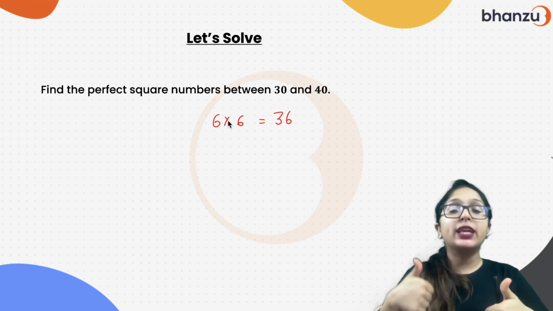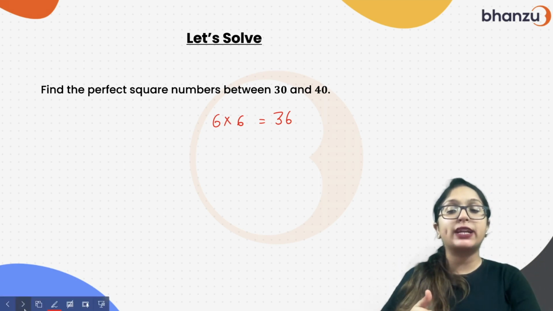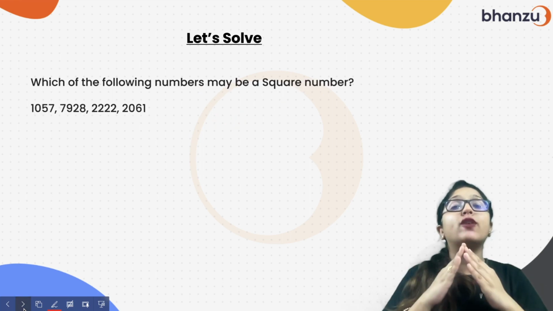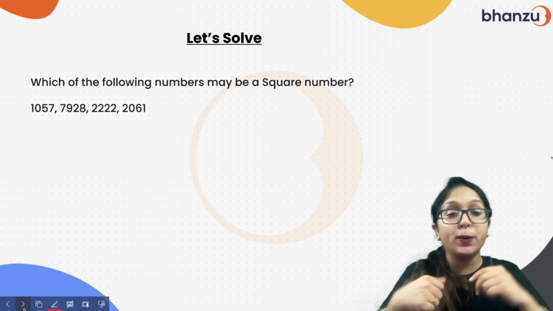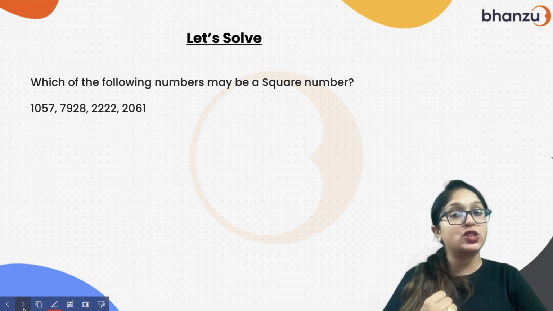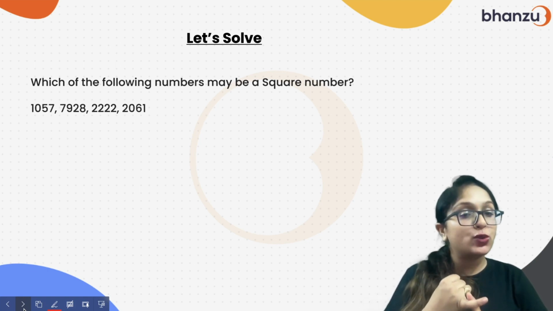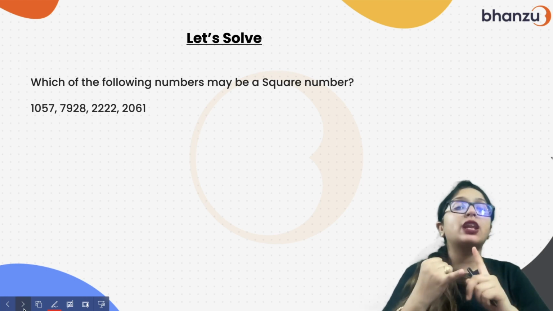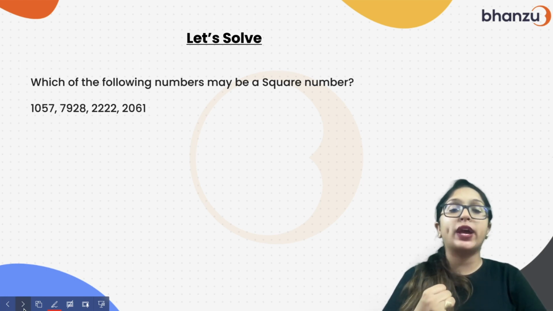Is that clear? Yeah. So let's move ahead with the next practice question, which says which of the following numbers may be a square number? Now we know that the numbers that end with 3 and 7, their squares end with 9. The number that ends with 5, their square ends with 5. The numbers that end with 1 and 9, their square ends with 1. The number that ends with 2 and 8, their square ends with 4.